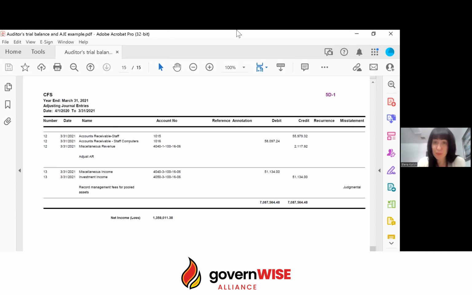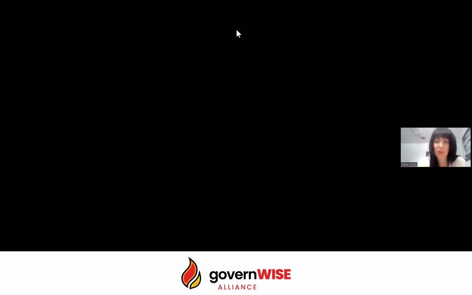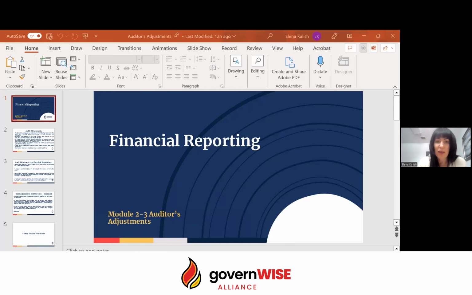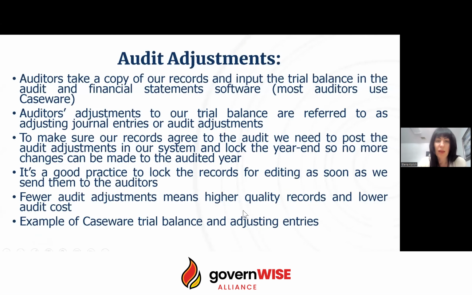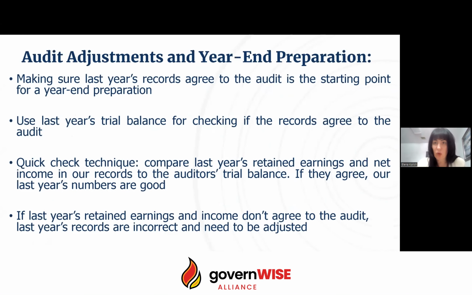So now, let's stop sharing this here for a second. What happens if we compare the net income and it doesn't agree, right? What happens if we look at our net income for last year, compare it to the auditors, and it doesn't agree? Well, clearly something went wrong, right? So what do we do then?